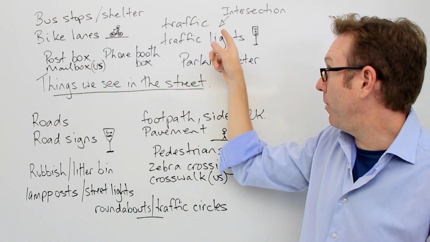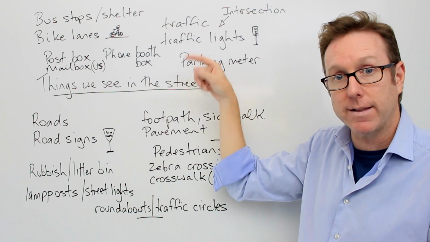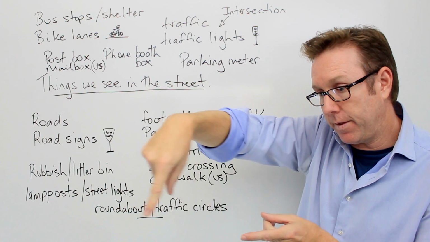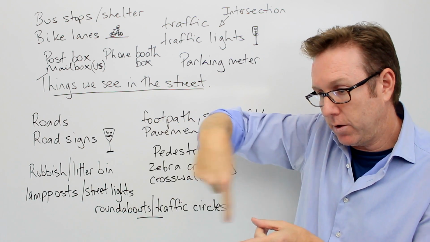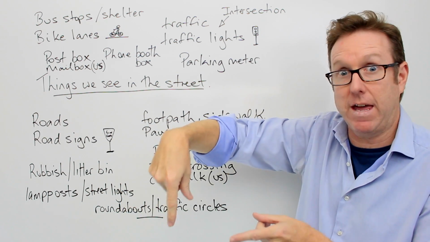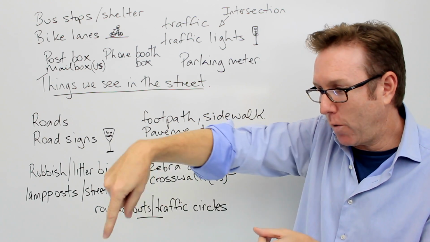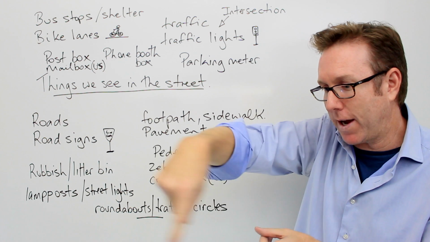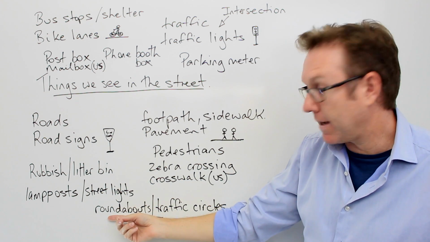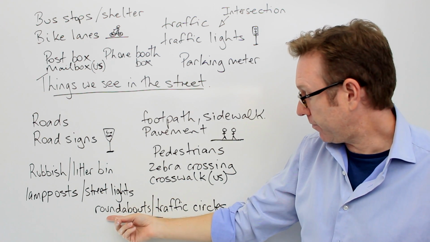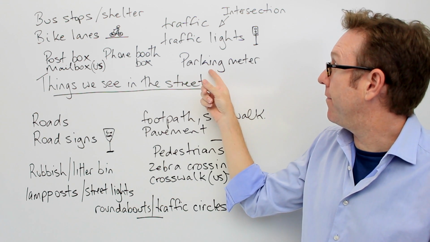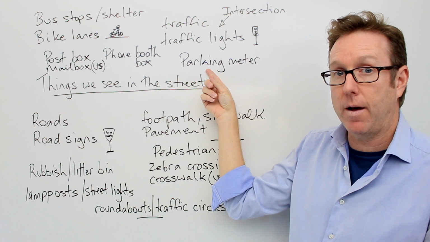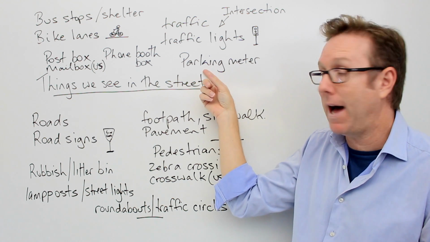And this is where normally there are no traffic lights, but you have a roundabout or a round circular traffic thing, and the cars go around in a certain direction, and it's known as a roundabout. Okay, or traffic circle.